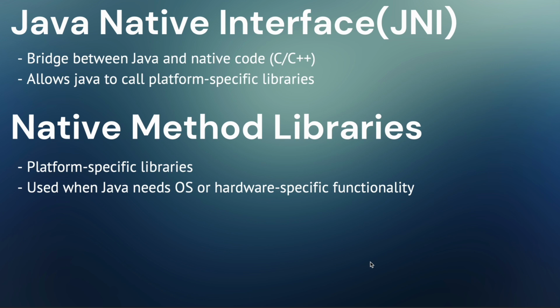So, if we summarize JVM architecture in three simple parts, the class loader loads your classes, the runtime data areas manage memory, and the execution engine executes your code. That's the complete picture of how the JVM works internally. Once you understand this flow, Java stops feeling like a black box and you start understanding what is actually happening behind your code every time you run a program.